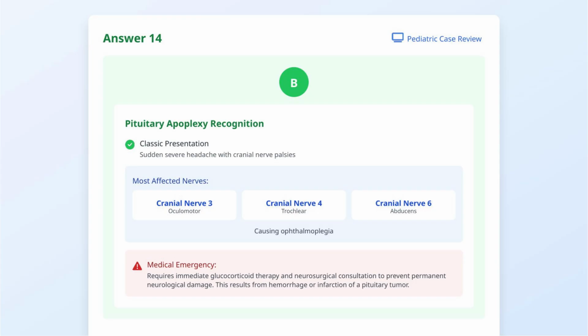Pituitary apoplexy presents with sudden severe headache, visual field defects, and cranial nerve palsies, particularly affecting cranial nerves 3, 4, and 6, causing ophthalmoplegia. This medical emergency results from hemorrhage or infarction of a pituitary tumor and requires immediate glucocorticoid administration and urgent neurosurgical consultation to prevent permanent neurological damage.